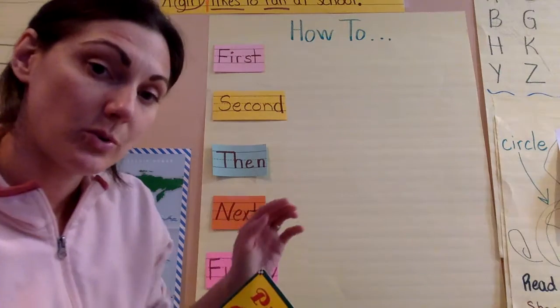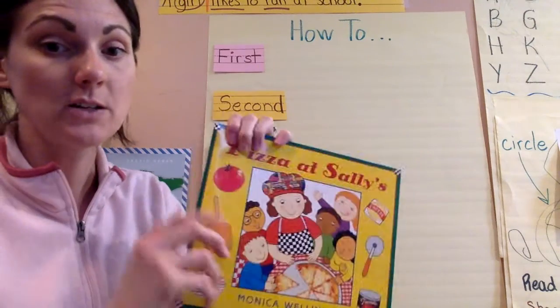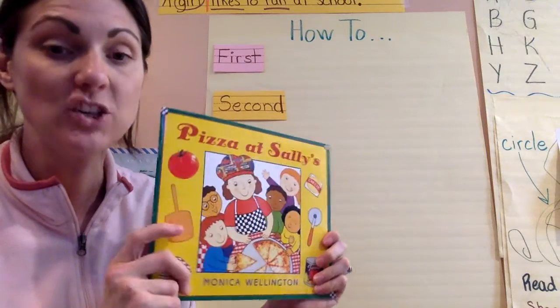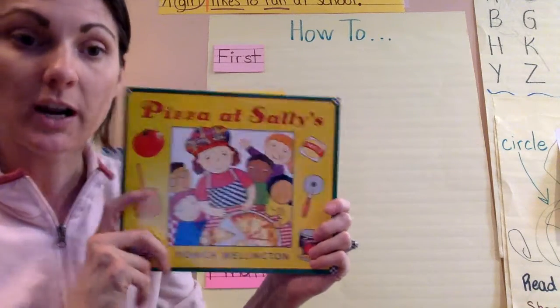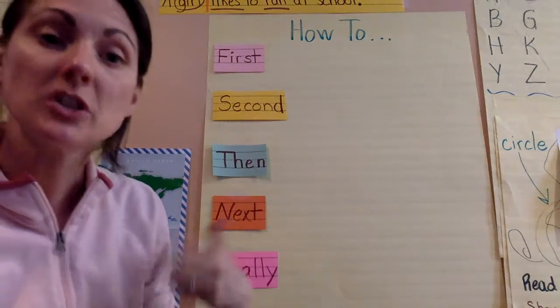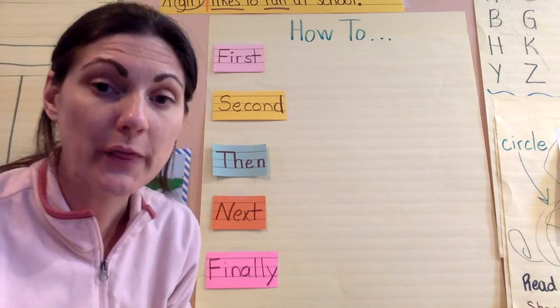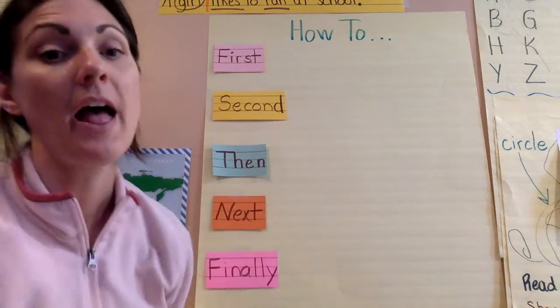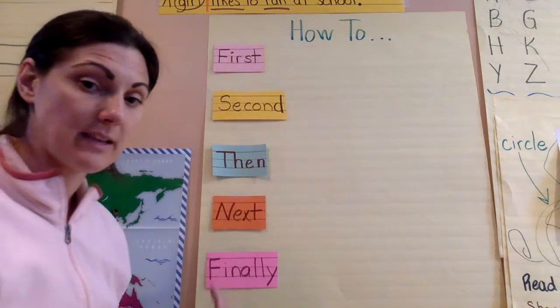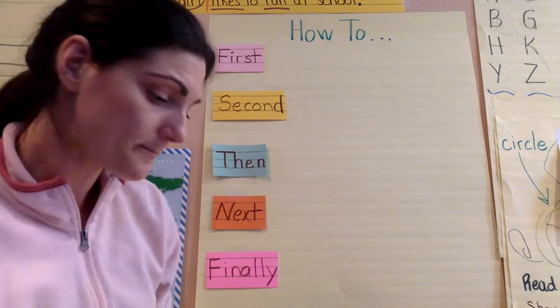So we're going to go back and find the pages or the page that talks about the steps she took, and we're going to use our transition words to talk through that. And then we will start to generate a list of different things that we know how to do that we could explain to others using these transition words or steps.